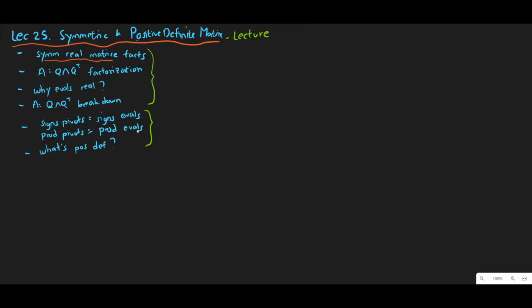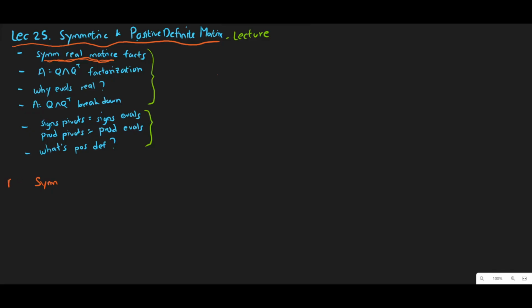Hello, so this is a summary of lecture 25, symmetric and positive definite matrix. And here I will summarize everything that I learned from the lecture. So let's start right away. We're here interested mainly in the symmetric and real matrix. So let's right away give two facts about it.